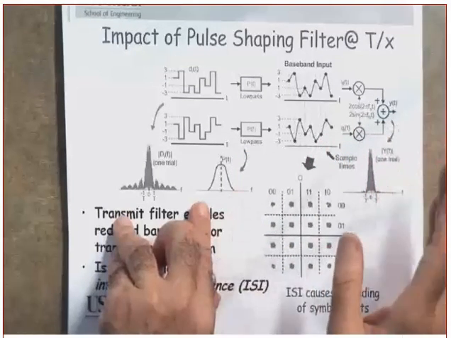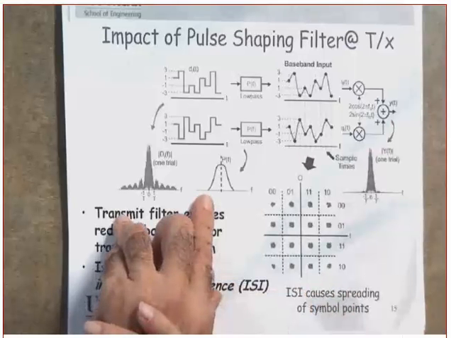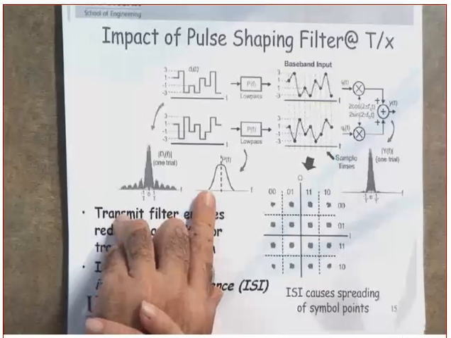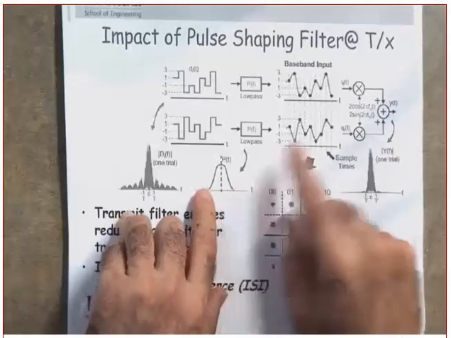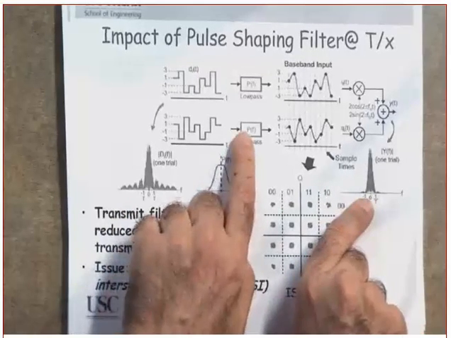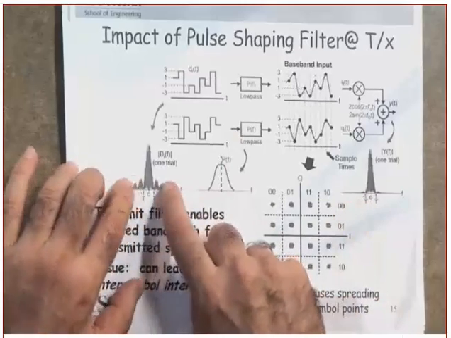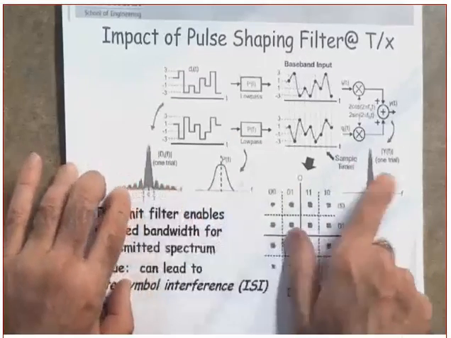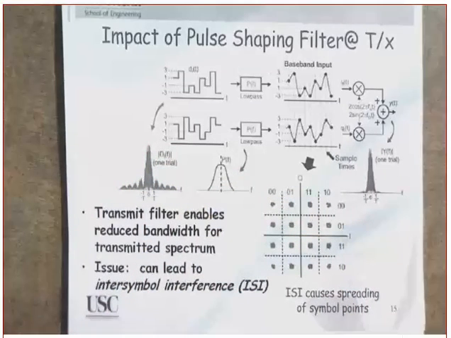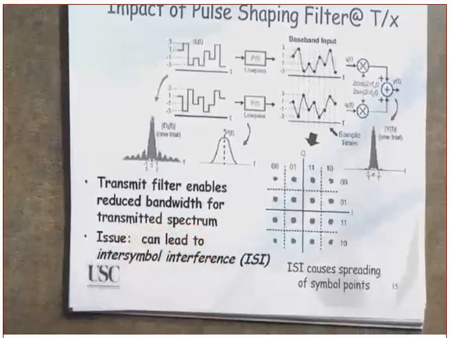Because if it is band limited, it means it is time unlimited. Did you get this or not? Yes or no? So this is just an approximation. But do you see the effect of this pulse shaping filter? It reduced the amount of side lobes to almost zeros, and kept the main lobe intact. Clear? Kept the main lobe intact. So the transmit filters enable reduced bandwidth for the transmitted spectrum.